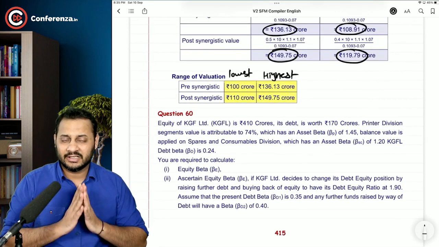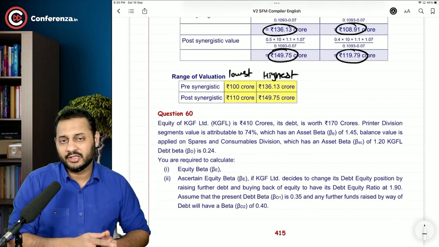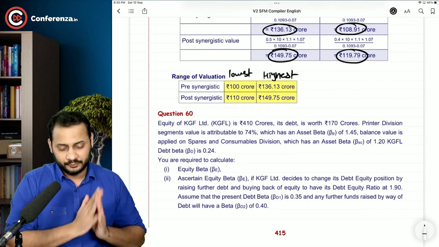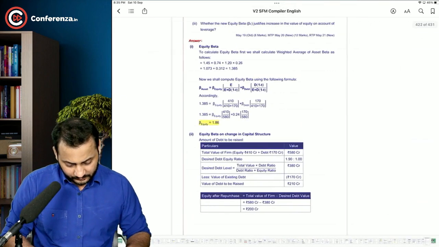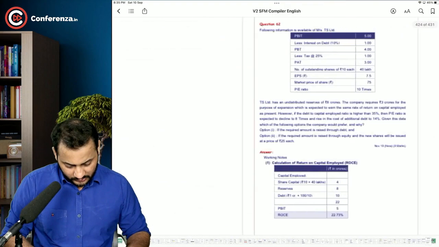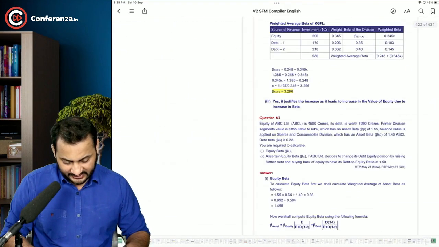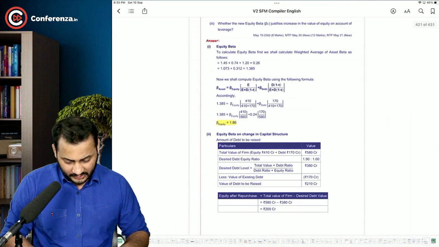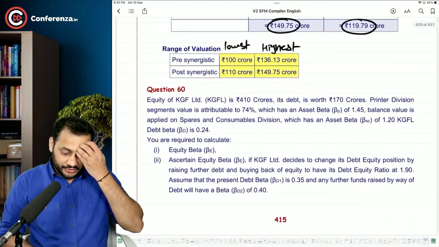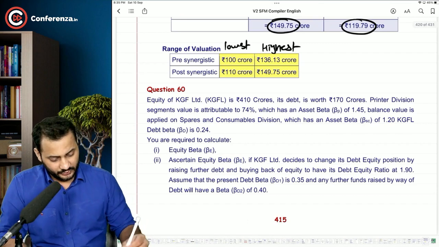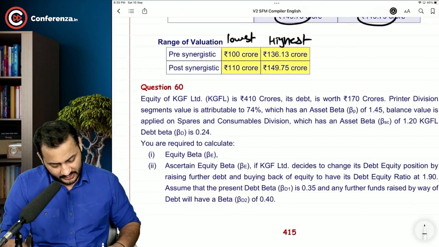Question number 60 is another and the last question on the geared and ungeared beta. 61 is similar to that. We are going to take it as homework. 61 will be given as homework, and 60, 62 and 63 will be taken by us. So let's have a look. Interesting question. Equity of KGF Limited is 410 crore. Debt is 170 crore. So let's start.